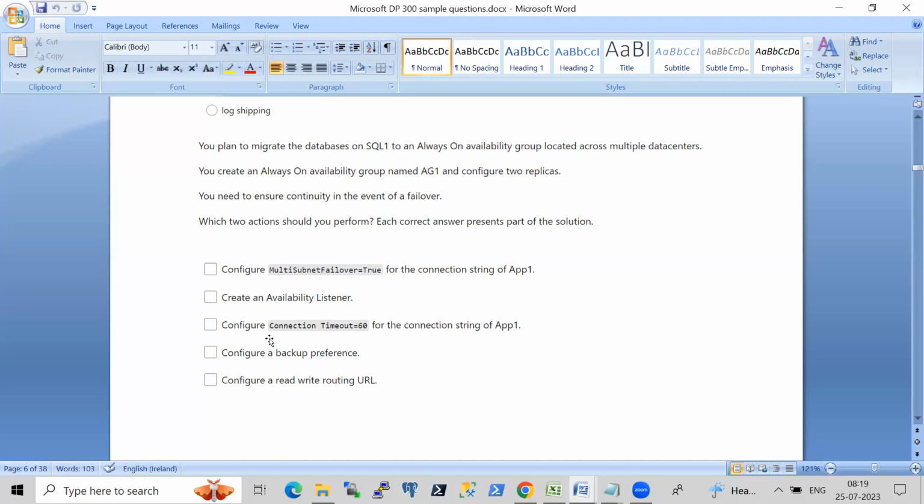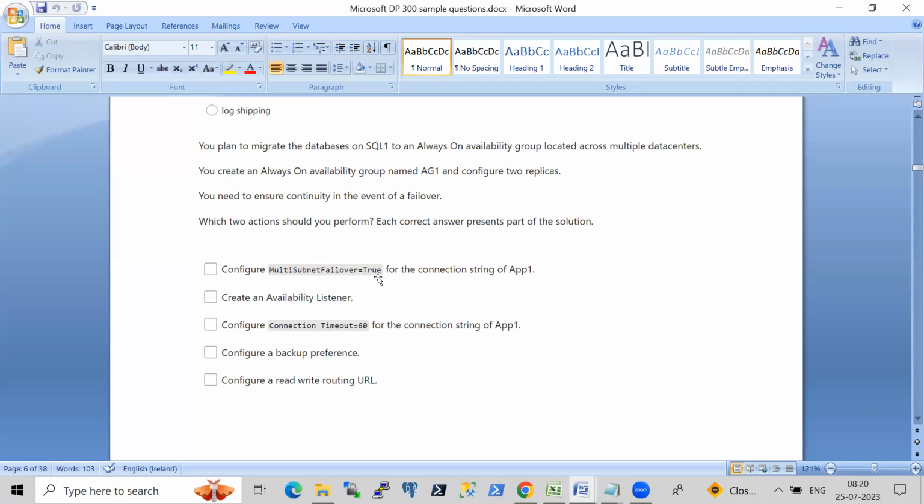So we are left with only 3 options. Multi-subnet failover equal to true. Create an availability listener. Configure connection timeout equal to 60 for the connection string of app1. Out of these 3, there are 2 correct answers. Which one should we choose? Obviously, without listener, I can't do anything. So I have to create availability listener. And since we are on multi-subnet clusters, you have to choose multi-subnet failover equal to true in their connection strings. Why do we ignore 60? Because this is not single subnet, this is multi-subnet. So obviously my connection string should support multi-subnet failover equal to true.